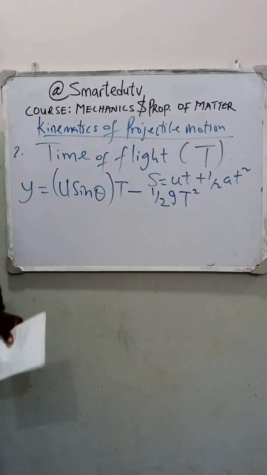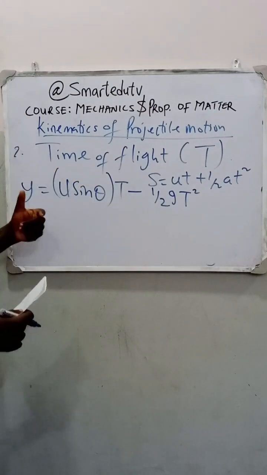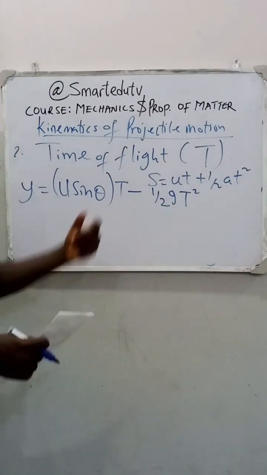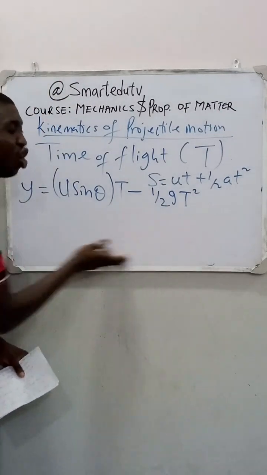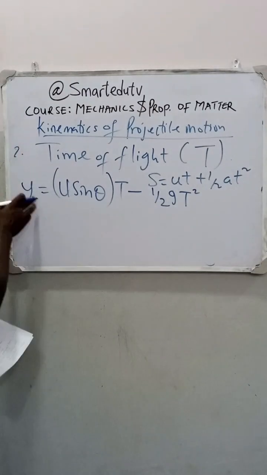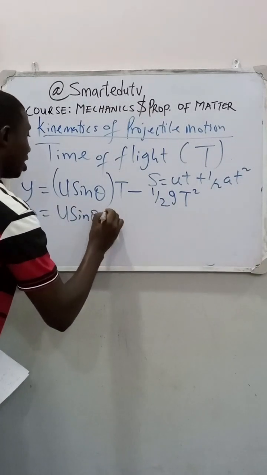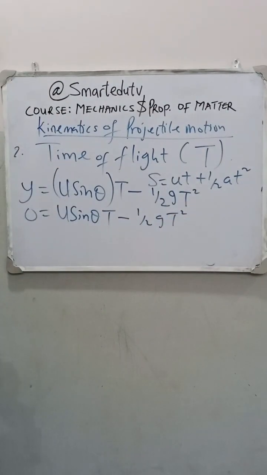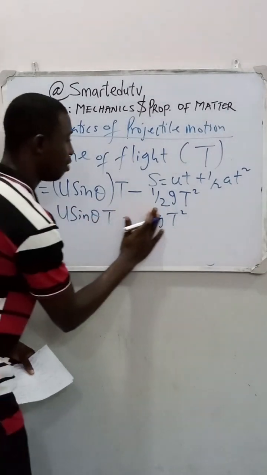If that is the case, we know that our y, our displacement along the vertical component, is 0. Why? Displacement only occurs along the horizontal component. There is no displacement along the y axis. From that diagram I showed, the displacement only occurs along the x axis, along the horizontal. Therefore, displacement along the y axis becomes 0, equal to u sin theta t minus half gt squared.